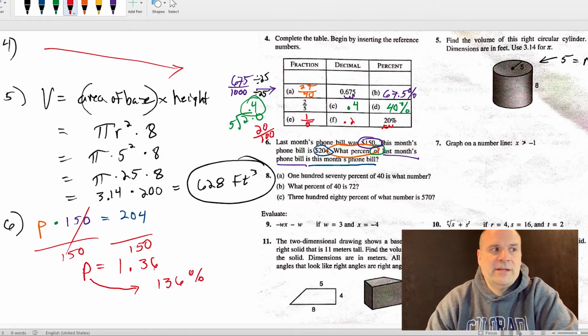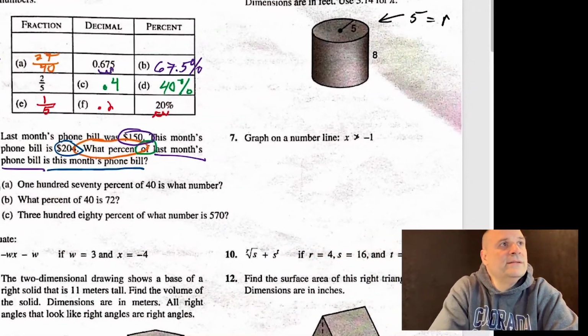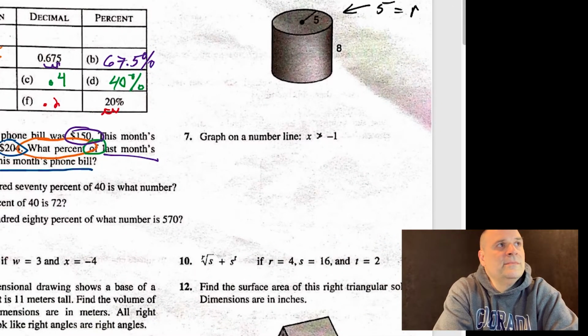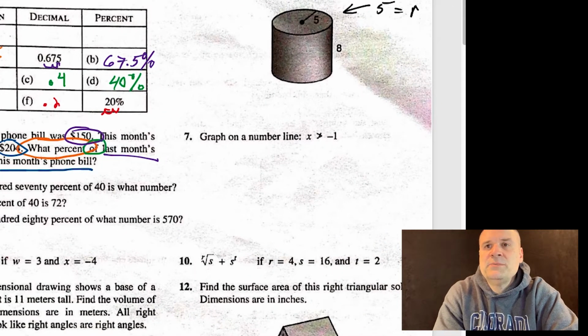All right, number 7, I'm going to just do it right over here on the test. Number 7, we're going to graph on a number line. Well, first of all, this is kind of confusing. So how do you write that? This just says not greater than. That's what it says. Well, there's an easier way to say that.